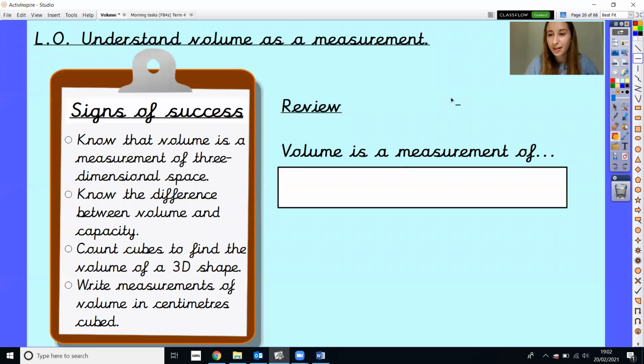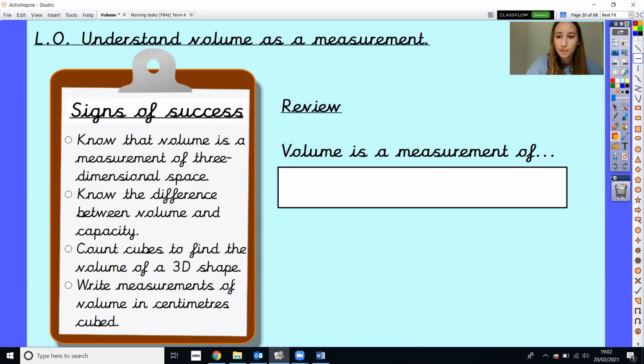Okay, well done Year 5. Great effort today. I'm sure you've been working hard and really thinking about our learning objective, which was to understand volume as a measurement. So I just want you to reflect on how you feel about today's learning. Do you feel like you've met your signs of success? So do you know what volume is a measurement of? Do you know the difference?